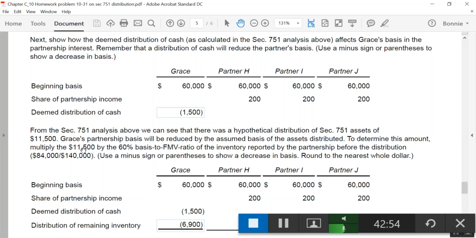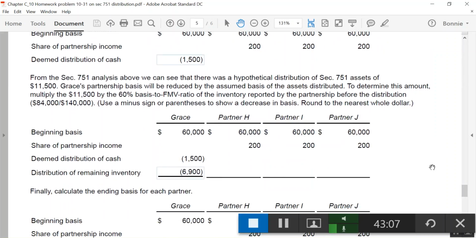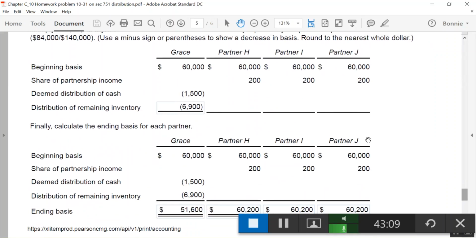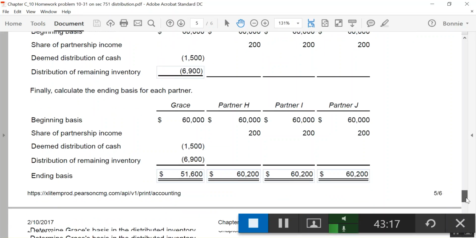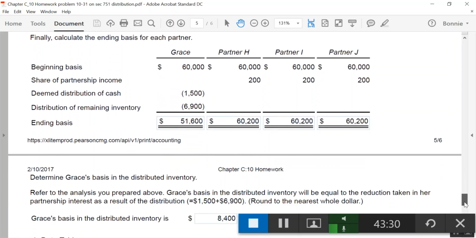So we know it's 11,500, but that's at fair market value. Again, we have to multiply that times the 60% basis to fair market value ratio that we used above. The result of 60% times 11,500 is 6,900. So I subtracted 1,500 and 6,900 from her $60,000 beginning basis to come up with a basis of 51,600. Then I added the $200 recognized gain on the deemed sale to the other three partners' bases, and I got 60,200 for them.